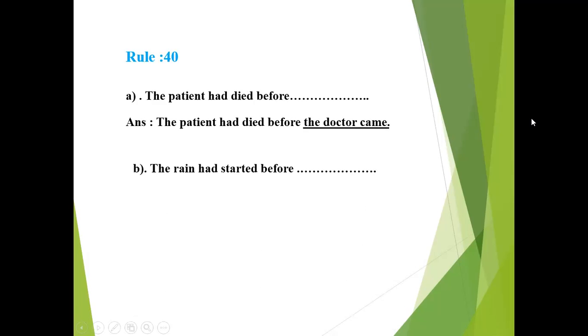B. The rain had started before dash. Here the rain had started is past perfect tense. So after before the clause will be past tense. The answer will be, the rain had started before I reached home.